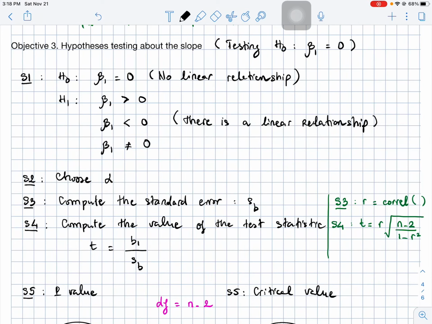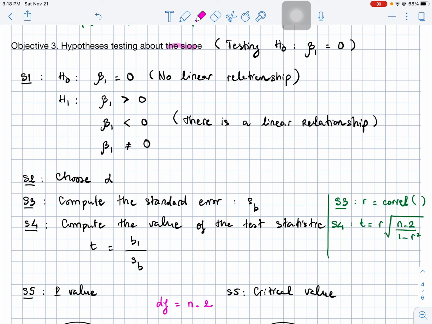Objective number 3, hypothesis testing about the slope. You notice that the slope is the slope of the population. The notation is beta 1. We want to test the null: beta 1 equal to 0.